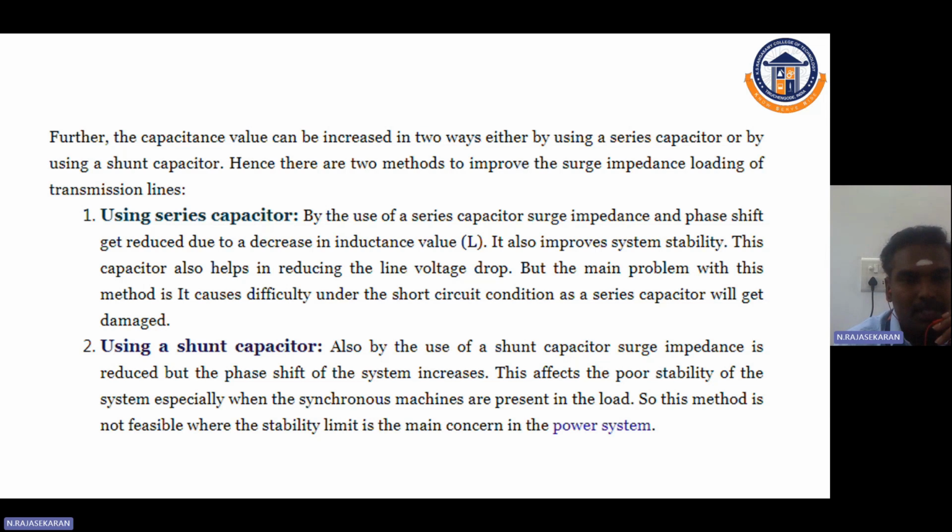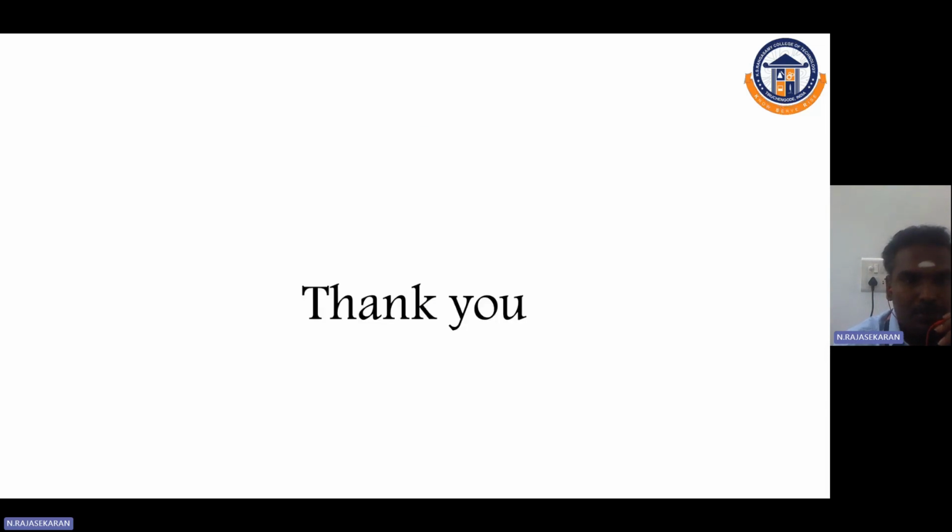Also, when using a shunt capacitor, the surge impedance is reduced but the phase shift of the system increases. This affects the stability of the system, especially when synchronous machines are present in the load. So this method is not feasible when the stability limit is the main concern in the power system. When we talk about stability, this shunt capacitor method is not feasible for maintaining stability.